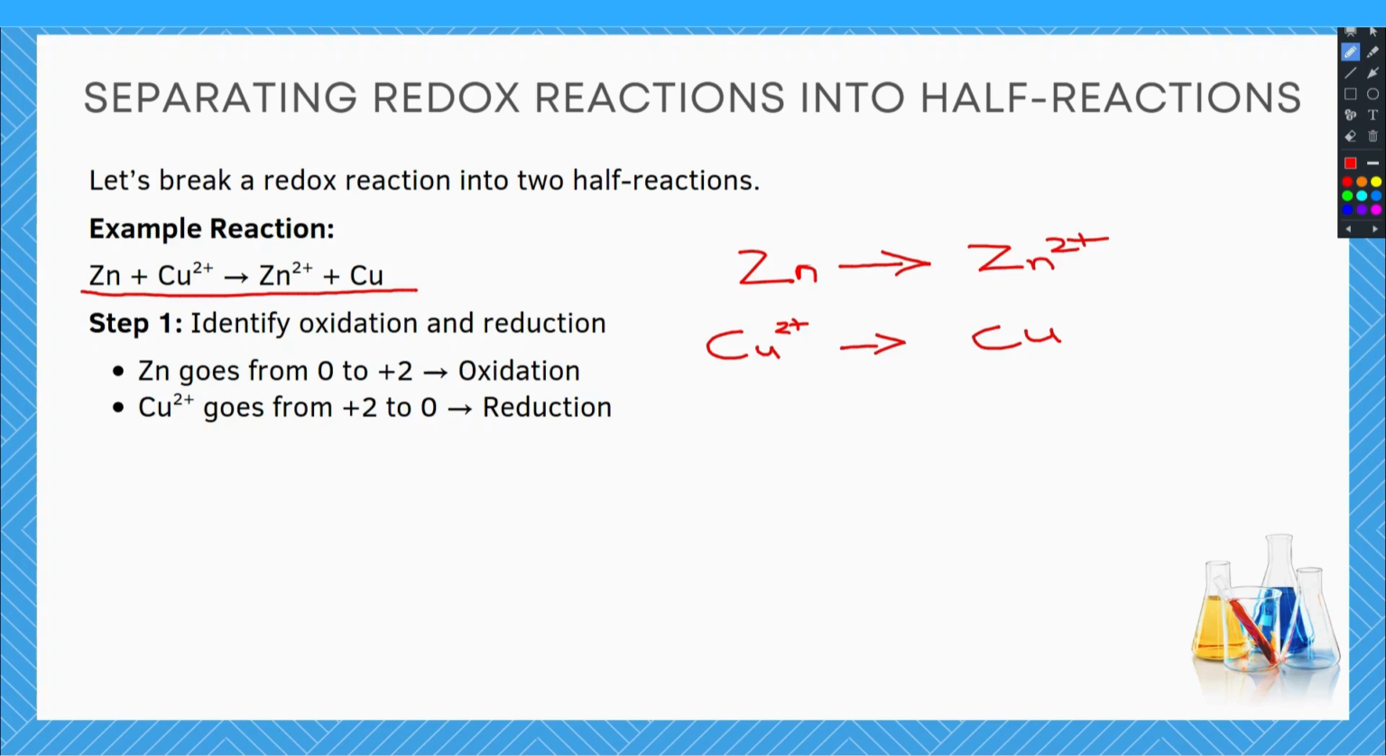Step one, let's identify oxidation and reduction. Remember, I said in our previous lesson, if the oxidation number of an element increases, then we say it has been oxidized or it has undergone oxidation. And if the oxidation number reduces, then we say it has undergone reduction. So now in this case, look at this. Here, zinc, the oxidation number here is 0 because it is in its pure form. And in this case, the oxidation number here is +2. So my question now is, from 0 to +2, does it increase or does it decrease?